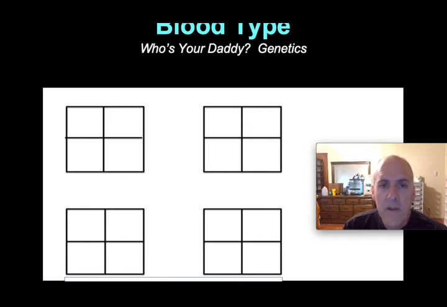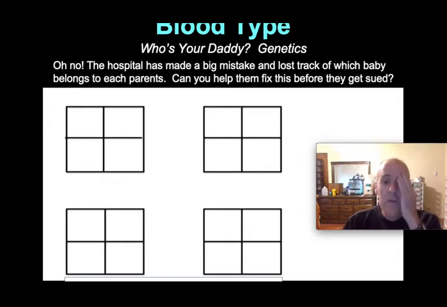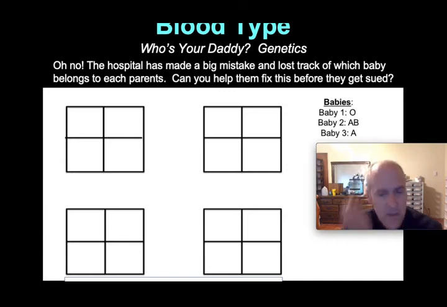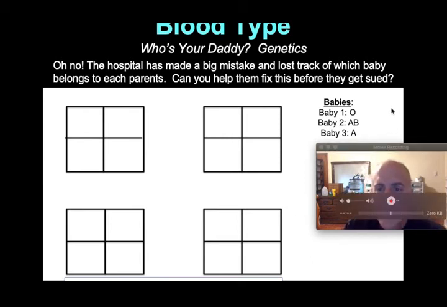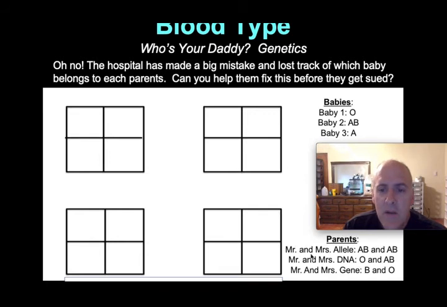Okay, so here's how you can use this to figure out the parentage of a child. A hospital has made a big mistake and lost track of which baby belongs to each parent. Can you help them fix this before they get sued? So you have three different babies. One has type O blood, one has AB blood, and one has A. And here are the parents. Mr. and Mrs. Allele, don't you love the names? Have AB, both of them. Mr. and Mrs. DNA, one has O, one has AB. Mr. and Mrs. Gene, one has B and one has O. So let's see how this works. AB and AB.